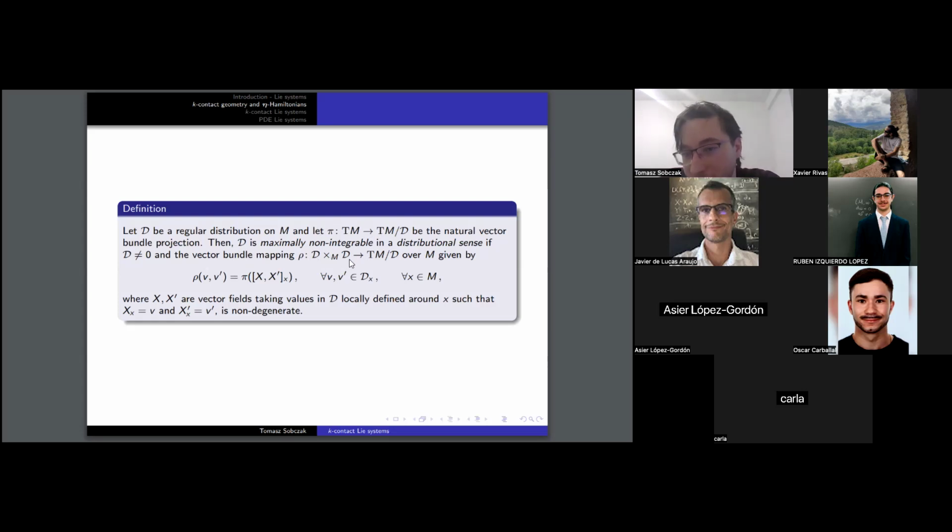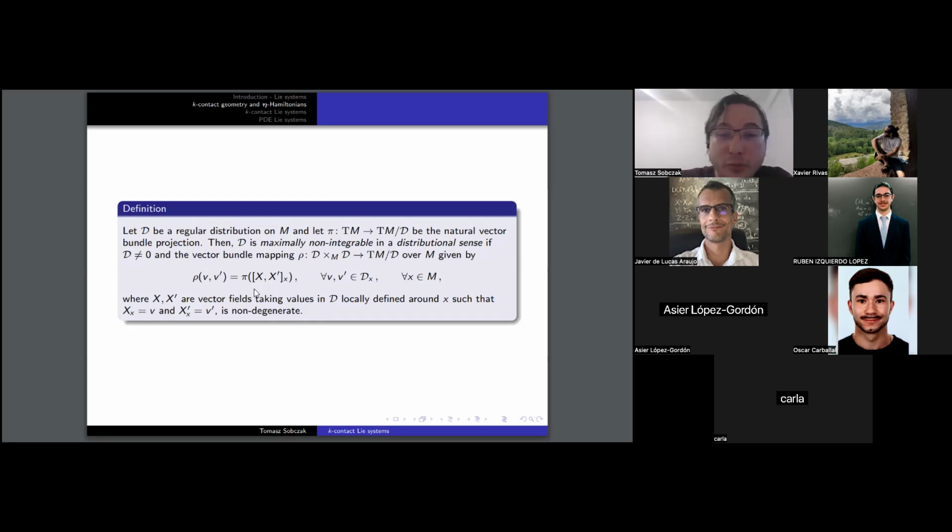It maps to the quotients of our TMD. Then we can define it as this projection, what we defined before, of the commutator of two vector fields that take values exactly at x, meaning those vectors are the vectors at the point x. So, if our vector fields are taking values in our distribution D, around every point x they give some vectors, and we can define this vector bundle mapping in such a way.